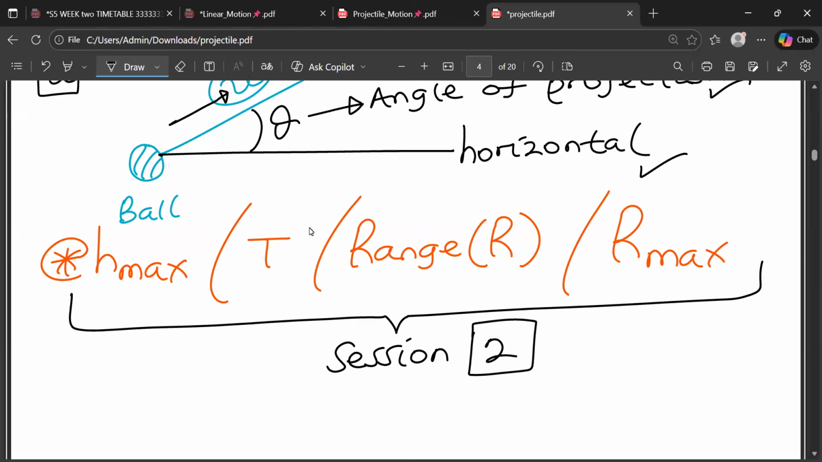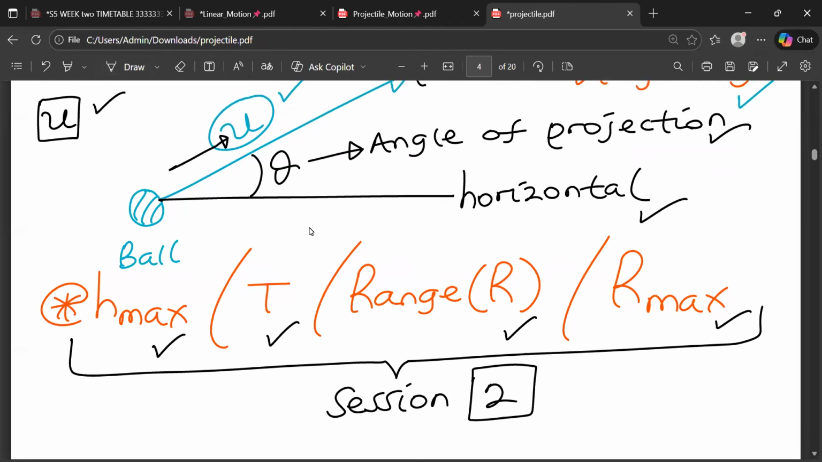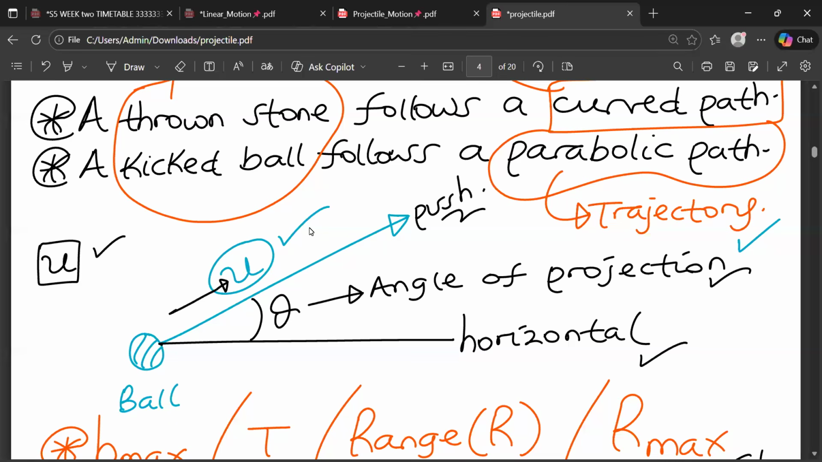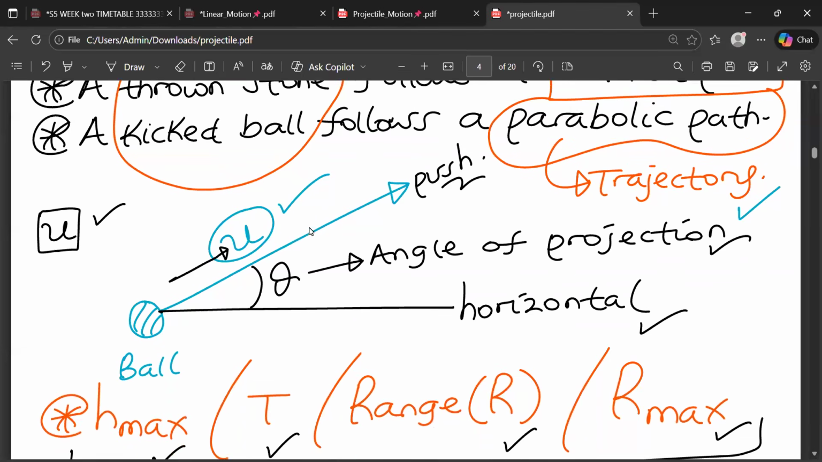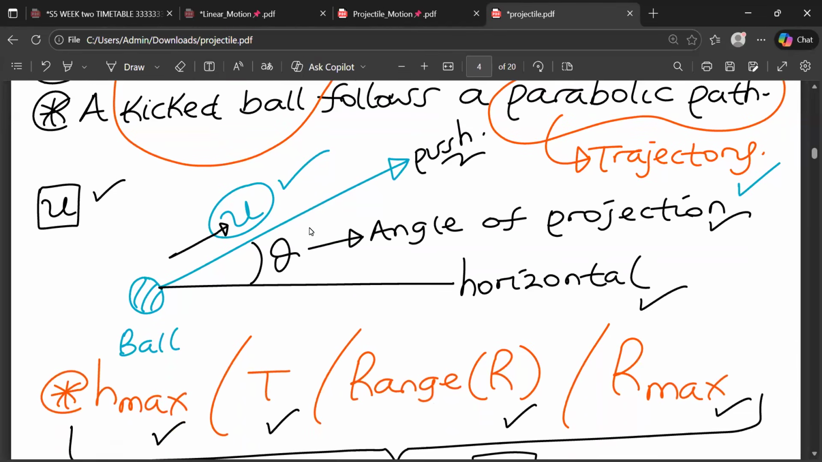Session 2. That's why I need to talk about the H maximum, the time of flight, the range and the maximum range. If you realize, the sketch of horizontal projection may not need the H max. It's not a point where I had to talk about the angle of projection right now. For trajectory, that's among the terms. You just need to be the person who got the difference between projectile and trajectory. Then I gave you the angle of projection because I wanted to mention that it is the angle with the horizontal.